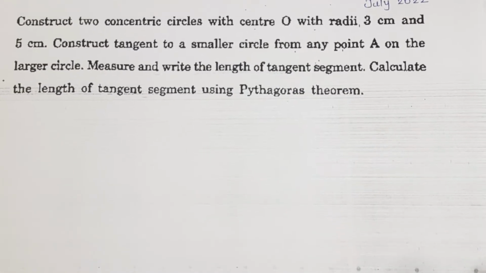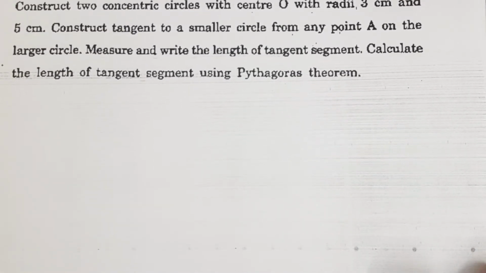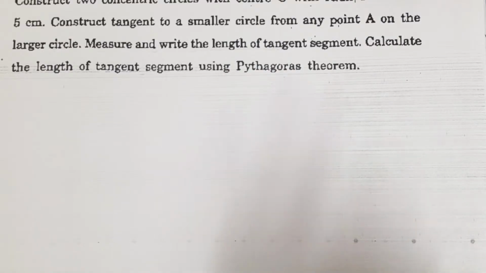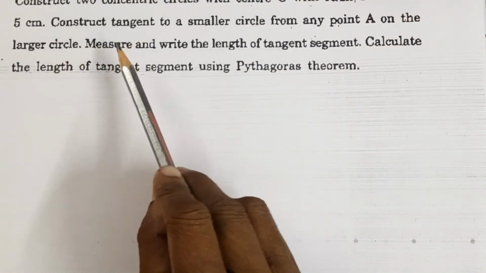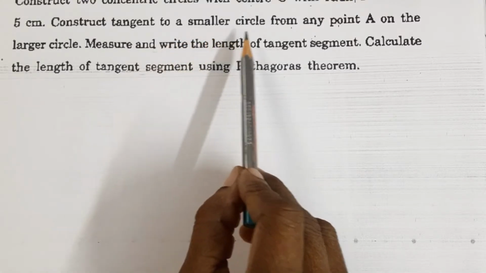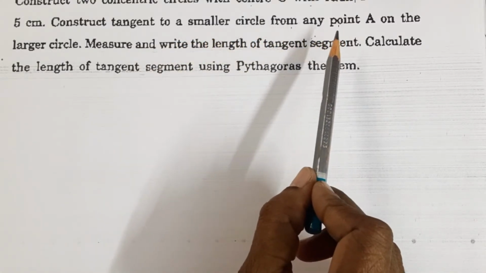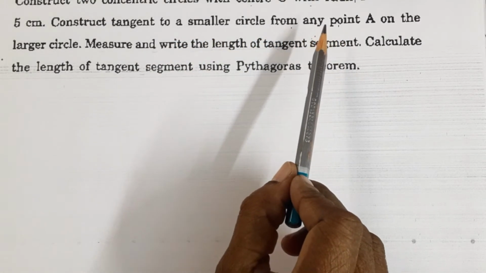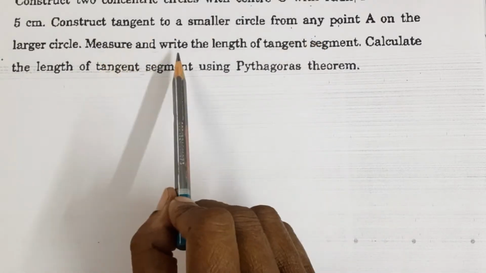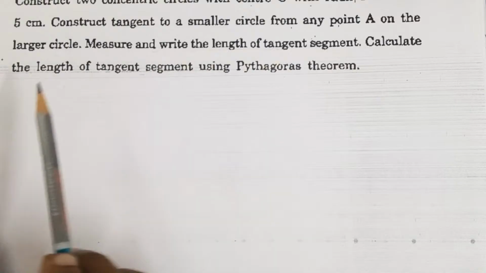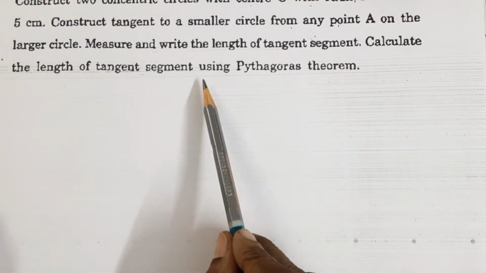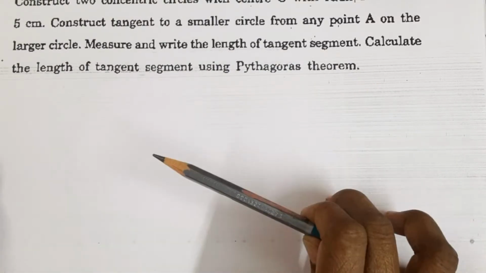Construct two concentric circles with center O with radii 3 cm and 5 cm. Construct tangent to a smaller circle from any point A on the larger circle. Measure and write the length of tangent segment. Calculate the length of tangent segment using Pythagoras theorem.